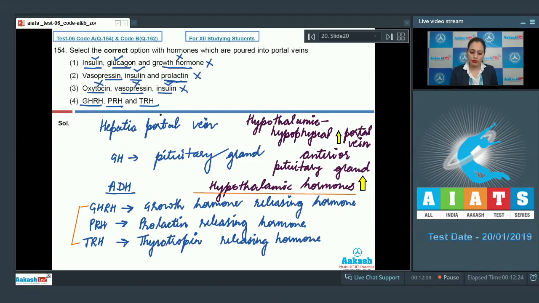So the correct answer to this question is option number 4, because growth hormone releasing hormone, prolactin releasing hormone and thyrotropin releasing hormone are hypothalamic hormones which are poured into the anterior pituitary gland through the hypothalamic hypophyseal portal vein. So the correct answer to this question is option number 4. Let's proceed to the next question.